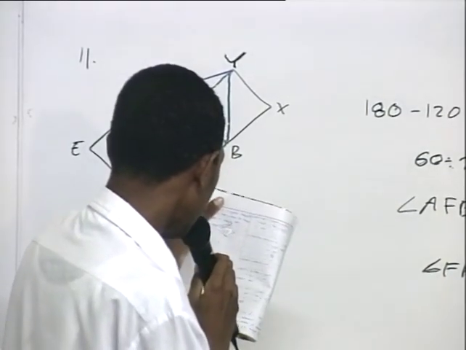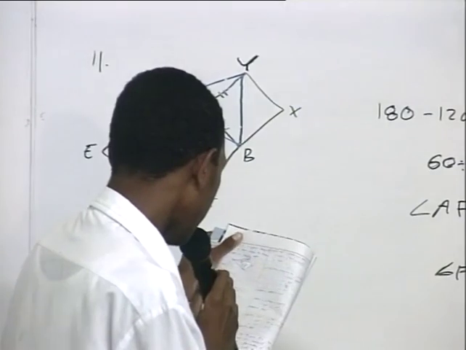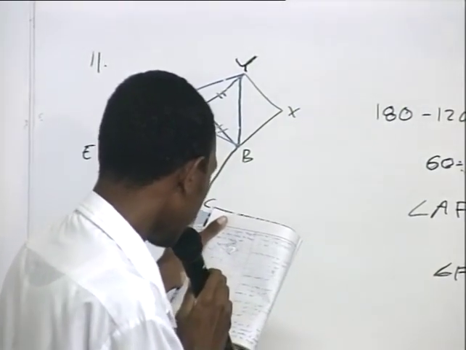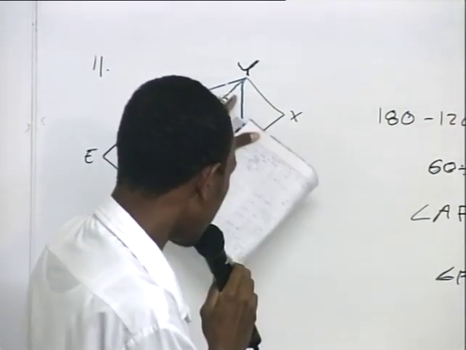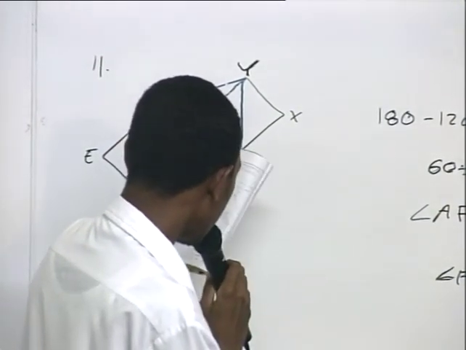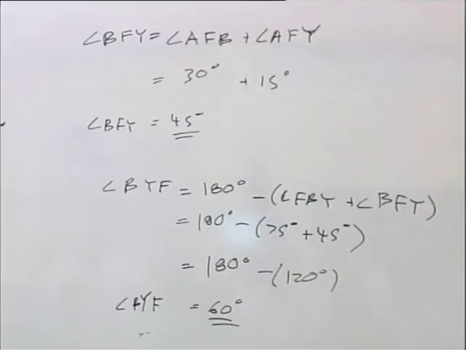Then we have to find angle BYF. Angle BYF is equal to 180 degrees minus angle FBY plus angle BFY, which is 75 degrees plus 45 degrees. We subtract that from 180 degrees, then we get angle BYF is equal to 60 degrees.